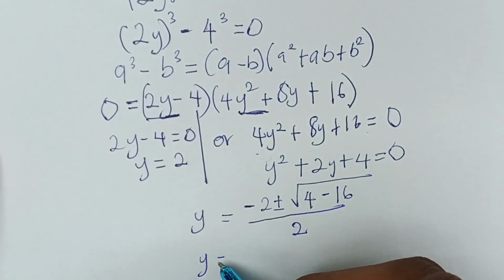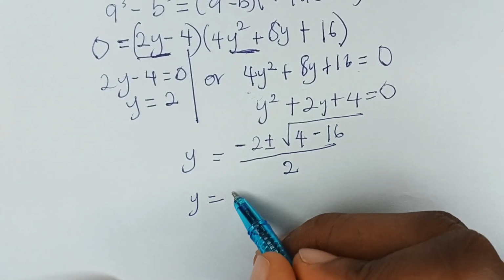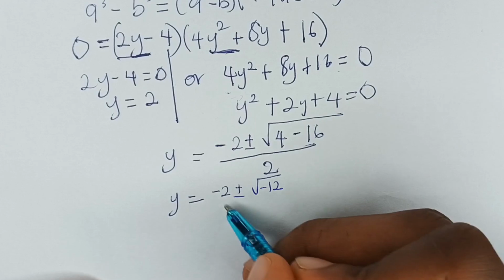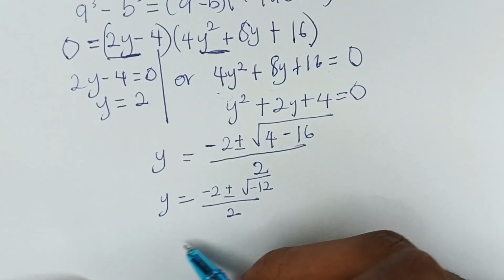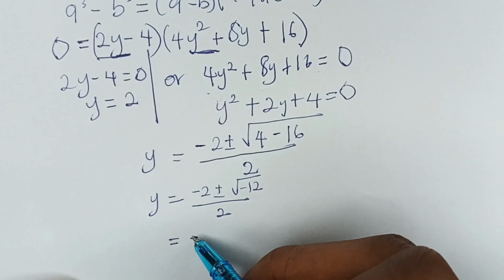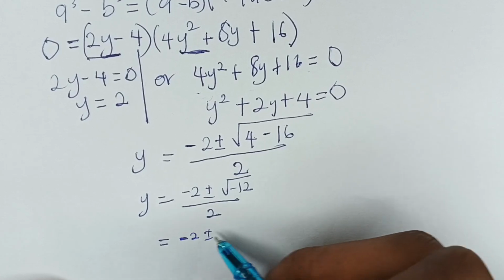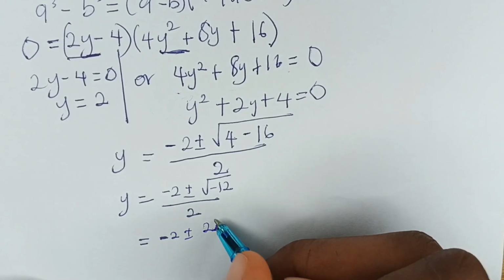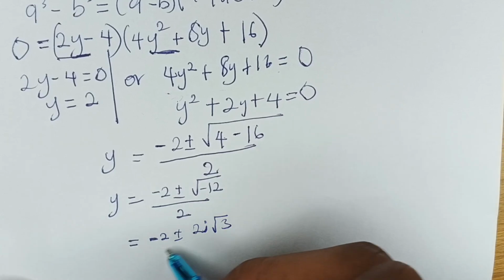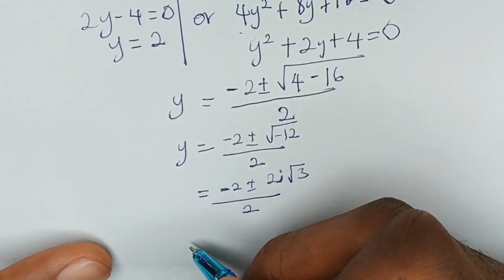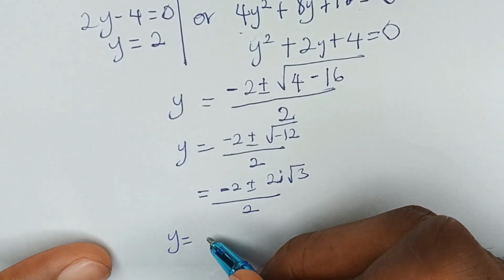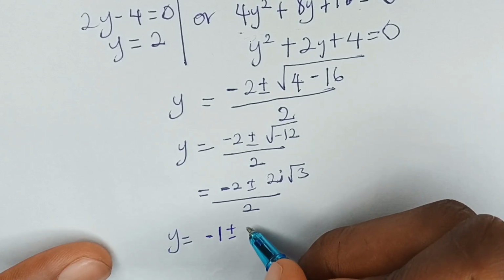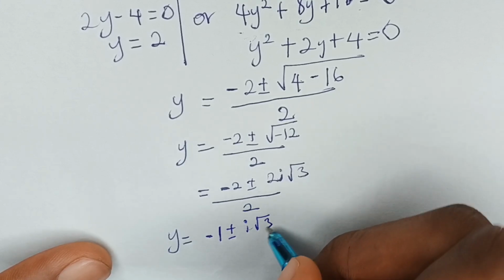Hence y is equal to -2 plus or minus the square root of -12, all over 2, and this is equal to -2 plus or minus 2i root 3, all over 2. Hence y now is equal to -1 plus or minus i root 3.